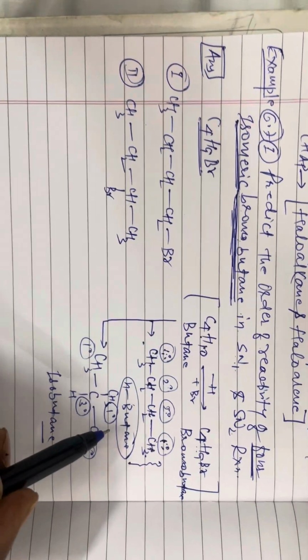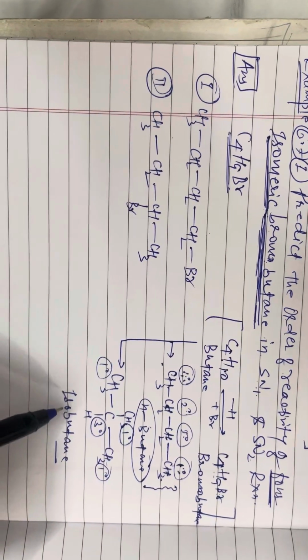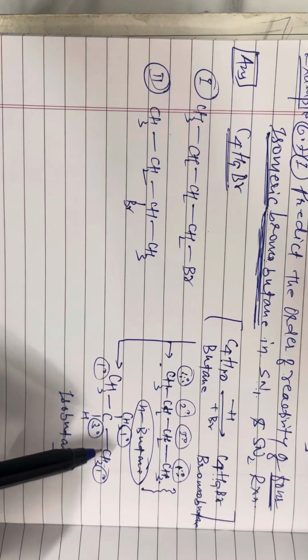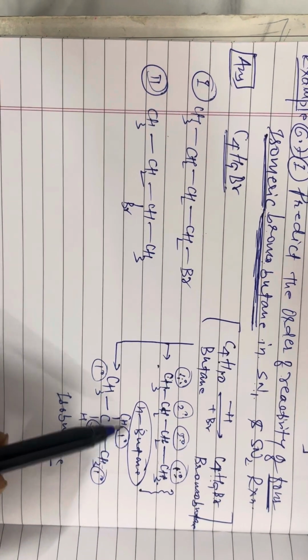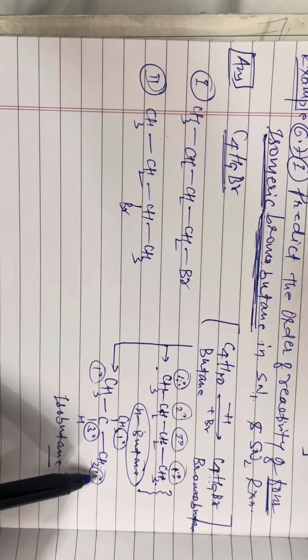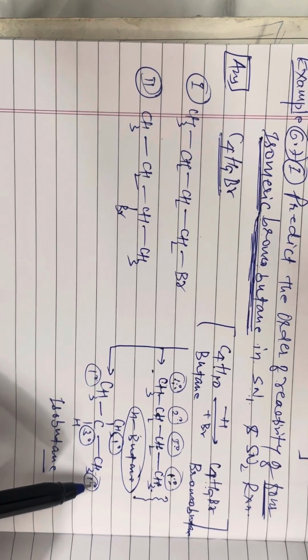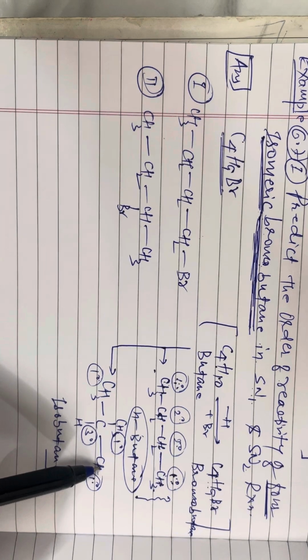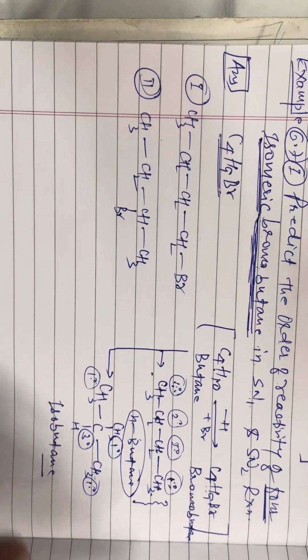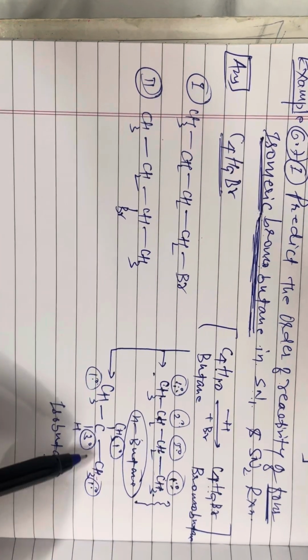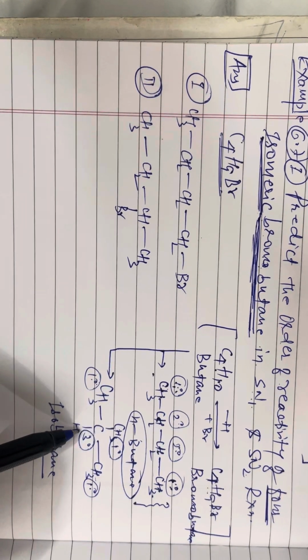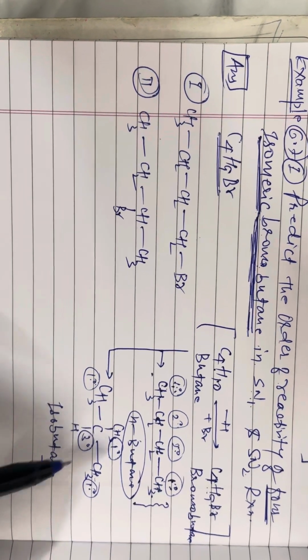Similarly, we can draw two isomers from isobutane. In isobutane, the three 1 degree carbons are identical, so you can replace the hydrogen by Br here or here or here, any place. Then another isomer will be at the 3 degree carbon, where you replace this hydrogen by Br at the 3 degree carbon.